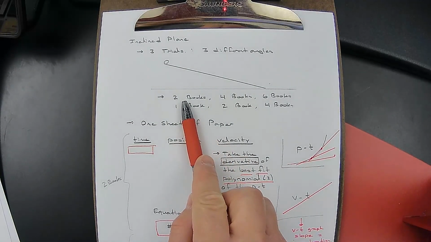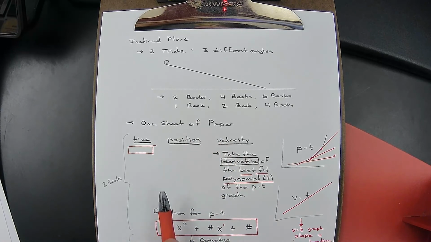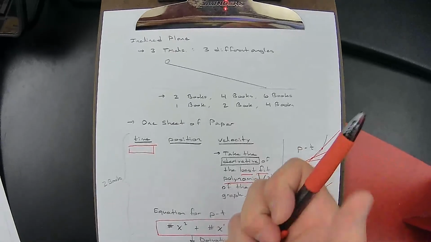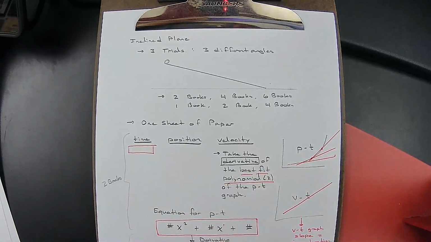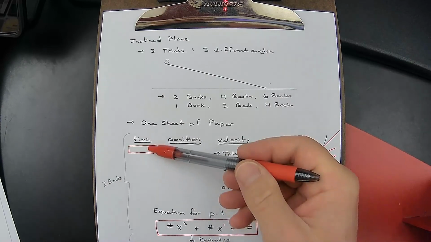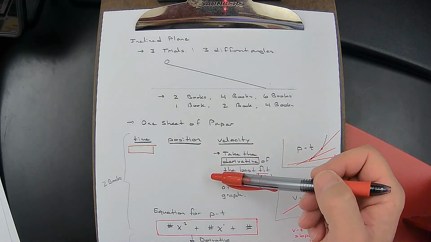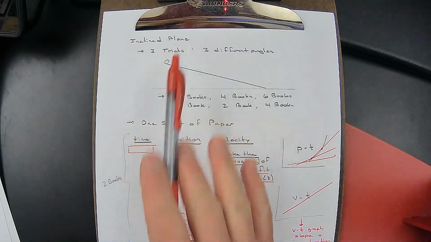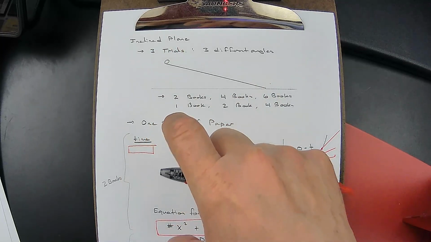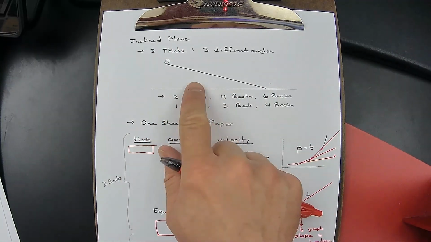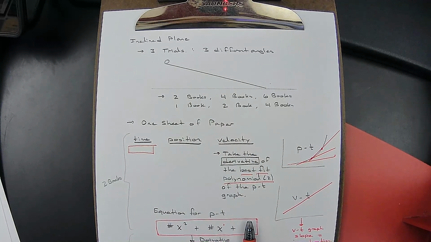It's important that at each one of the angles, each one of your trials, you time the ball rolling down multiple times in order to get multiple data. And then we will take data on 3 different angles. I hope this helps in setting up the inclined plane lab.